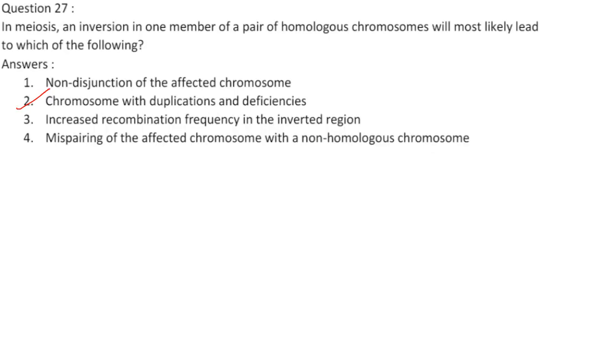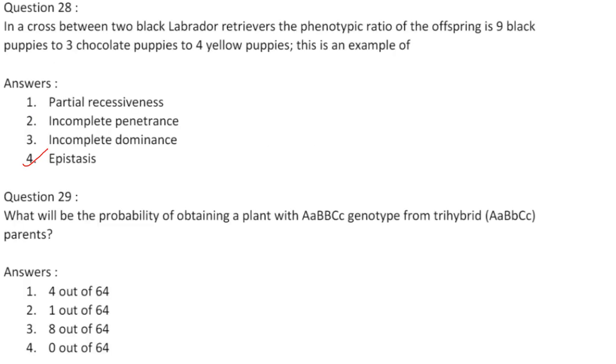Then next one. In meiosis, an inversion in one member of a pair of homologous chromosomes will most likely lead to which of the following? It leads to chromosomes with duplication and deficiencies. Answer is option 2. Then next one. In a cross between two black Labrador retrievers, the phenotypic ratio of the offspring is 9 black puppies to 3 chocolate puppies to 4 yellow puppies. This is an example of recessive epistasis. 9:3:4 is a ratio of recessive epistasis. So the answer here is option 4, epistasis.